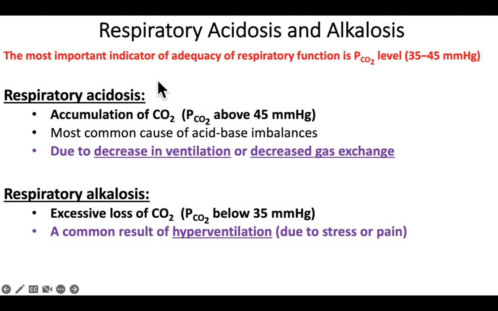So if there's high carbon dioxide and a low pH, it's respiratory acidosis, typically due to decreases in ventilation, decreases in gas exchange, some sort of respiratory ailment. Respiratory alkalosis, carbon dioxide levels are low, and when carbon dioxide levels are low, pH goes up. And that can be caused by hyperventilation.